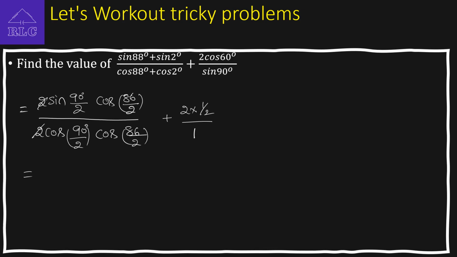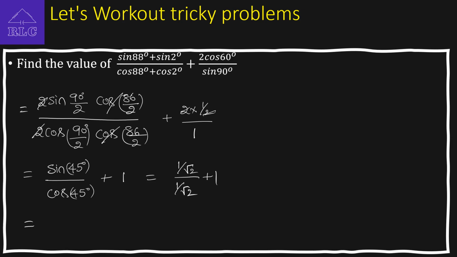So here 2 gets cancelled. So sin 45 degrees, and these two also get cancelled, divided by cos 45 degrees, plus 2 gets cancelled here, 1 by 1, it is 1. Which is nothing but 1 by root 2 divided by 1 by root 2, plus 1. These two also get cancelled because they have the same values. So 1 plus 1, the final answer is 2. So the answer for this question is 2.